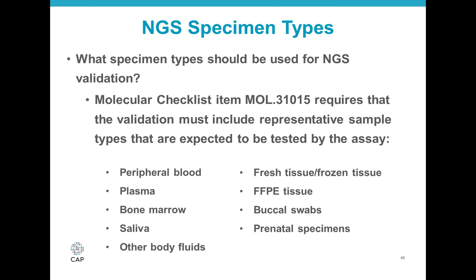So what are the specimen types that should be used for a next-generation sequencing validation? The molecular checklist item MOL.3113015 requires that the validation must include representative sample types that are expected to be tested by the assay, including such specimen types as peripheral blood, plasma, bone marrow specimens, saliva specimens, other body fluids, fresh tissue or fresh frozen tissue, formalin-fixed, paraffin-embedded tissue samples, buccal swabs, or perhaps even prenatal specimens.